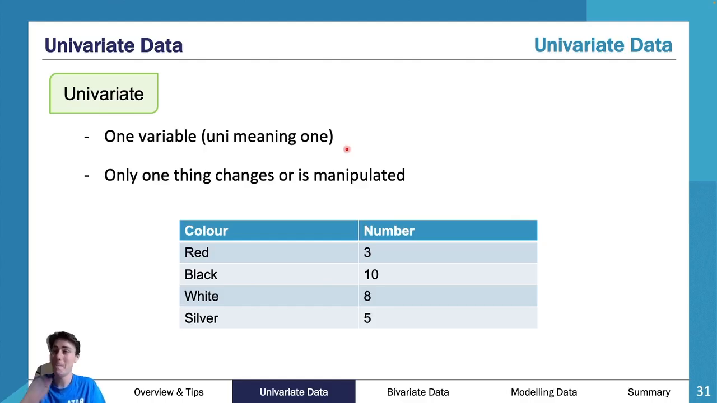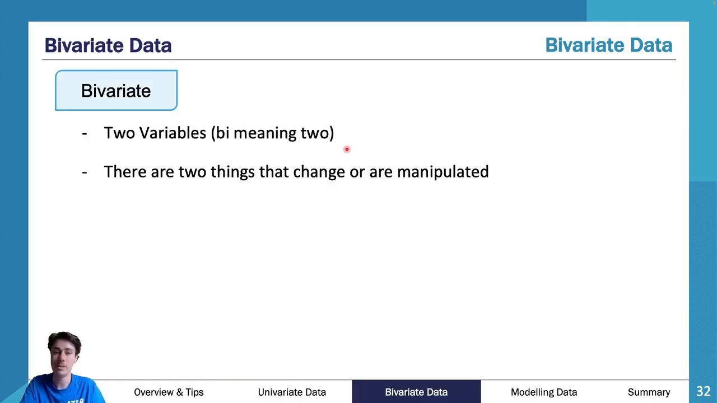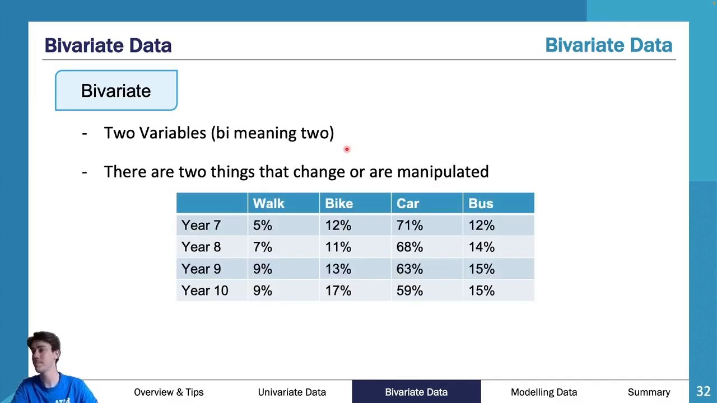So what you can see is your variable is actually in the left column, and so you're looking at categorical data here. And then you have bivariate data, which we'll cover in a bit, but essentially bivariate data is 2 variables, bi meaning 2. There are 2 things that change or can be manipulated, and these 2 things can change or be manipulated in different ways.